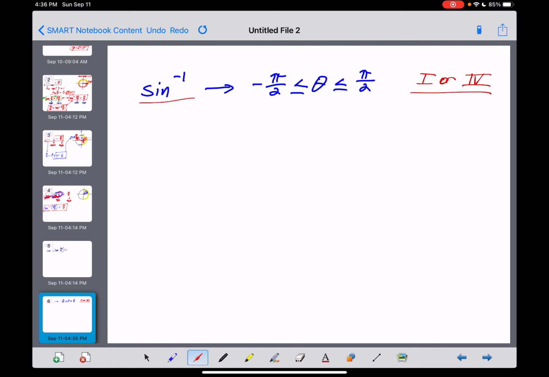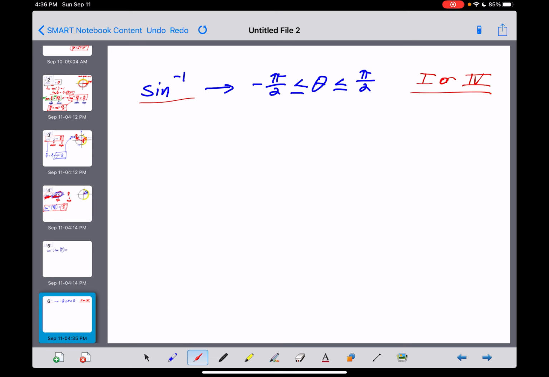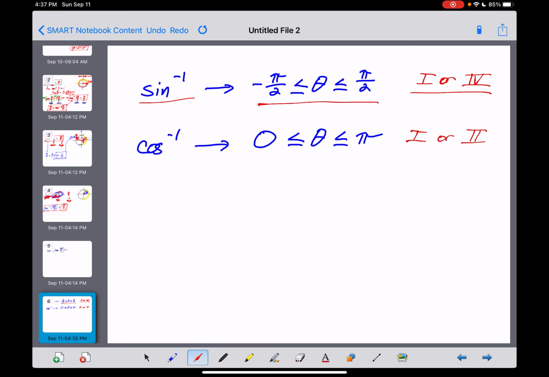That's why, if I go back to problem 33, this was an inverse sine problem. The answer I wanted to give them was pi over 3, and sure enough, pi over 3 is in this range right here. So that was an acceptable answer. Inverse cosine is kind of a weird one, guys. This one goes from 0 is less than or equal to theta, which is less than or equal to pi. That means that for inverse cosine we are dealing with quadrant 1 or quadrant 2.